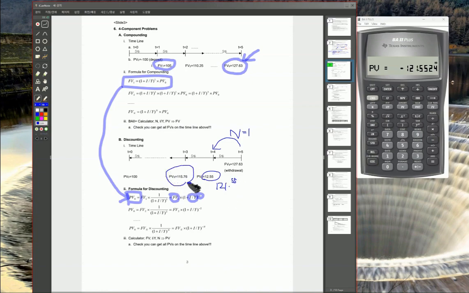What about the PV at 3? Okay, so now instead of N is 1, N is 2. So go to the calculator, enter N is 2. You can enter all other numbers again, but we know all other numbers are the same, so simply change N from 1 to 2. Then compute present value: 115.76, which is exactly this number. So now we don't have any problem finding present value from a given N, periodic rate, and the future value, which is nothing but discounting.